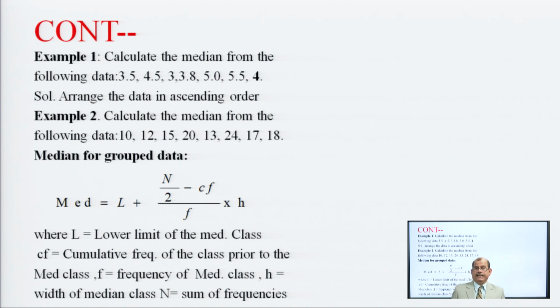Median for grouped data, it is the main one from a student's point of view. Median for grouped data: L plus (n by 2 minus Cf) divided by f into h, where L is the lower limit of the median class, Cf is the cumulative frequency of the class prior to the median class, f is the frequency of the median class, h is the width of the median class, and n is the sum of frequencies.